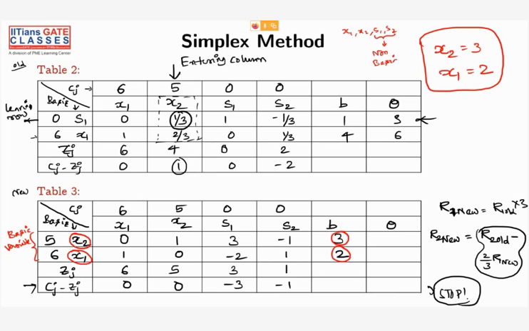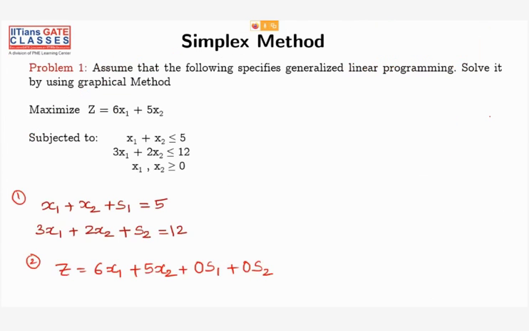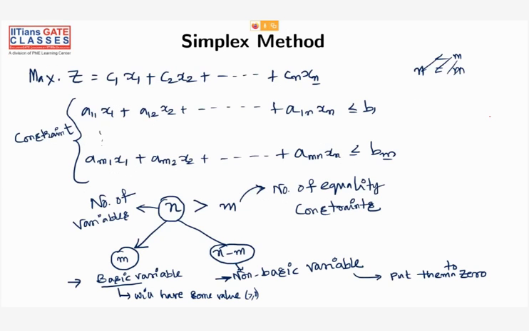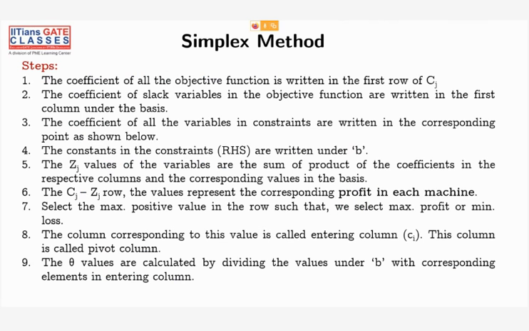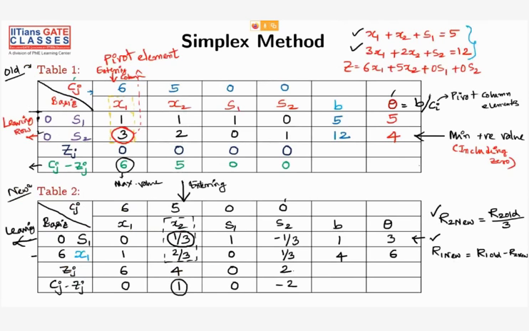So what you have to do? Non-basic variables, every time you have to make them equal to 0. S1 and S2 are 0. This is what I have told. Basic variables are x1 and x2 here, and non-basic variables are s1 and s2. Wherever we have basic variables, we'll have some positive value. Non-basic variables s1 and s2, we have to put them to 0. That's what I told here. So this is your answer.